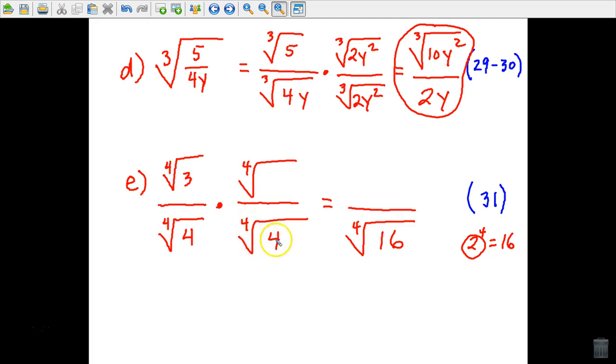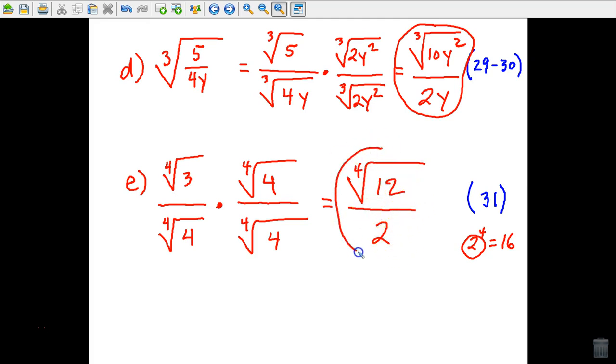If I multiply by the fourth root of 4 on the bottom, I also have to multiply by that on the top. Remember, you're always just multiplying by 1, essentially. And so the numerator becomes the fourth root of 12. Now let's write the fourth root of 16 in simplified form, which is 2. We can't simplify the fourth root of 12, and so that ends up being our final answer.